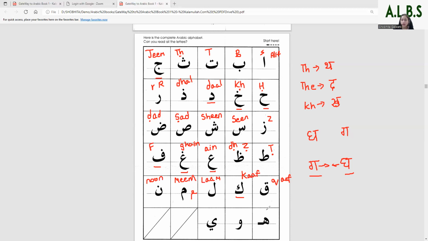This letter is known as Ha. In English and Hindi, we have learnt about H for hen and H se hathi. So that sound, H, is the sound of this letter. After this, it has the consonant of wow. Last letter is known as ya. So here are 28 letters in Arabic.